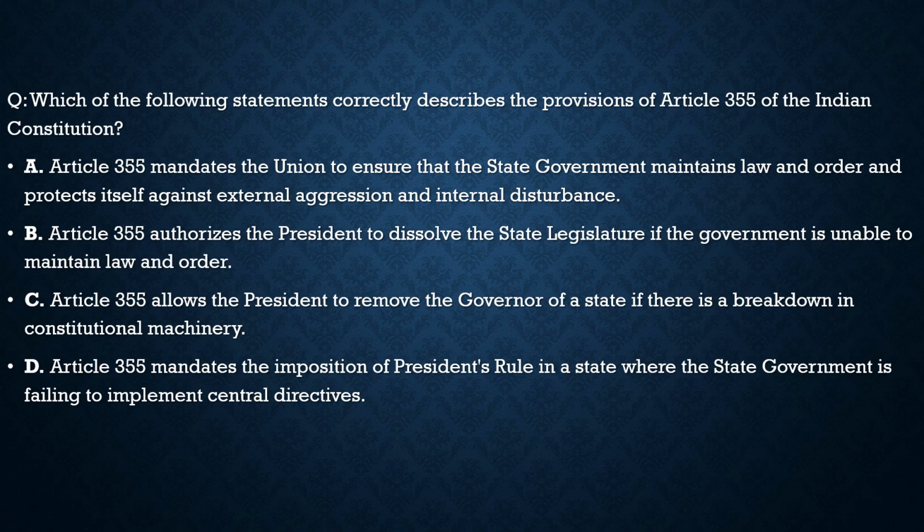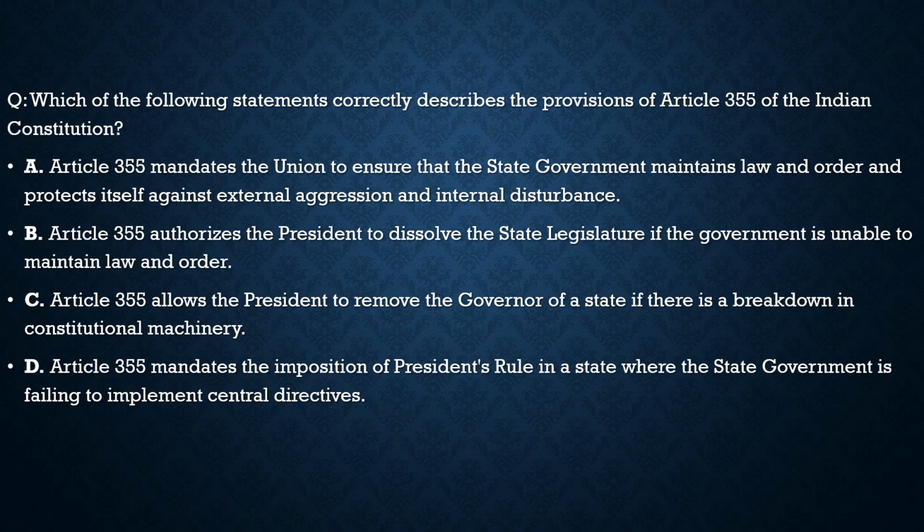Here the other question is with respect to the provisions of Article 355 of the Indian Constitution. The question says, which of the following statements correctly describe the provisions of Article 355? Statement 1, Article 355 mandates the Union to ensure that the state government maintains law and order and protects itself against external aggression and internal disturbances. 100% correct. If any state is facing some internal disturbances, does it mean under Article 355 the government there is suspended? No, it does not mean so. It is further explained in Article 356. So under Article 355 the correct statement is statement A.